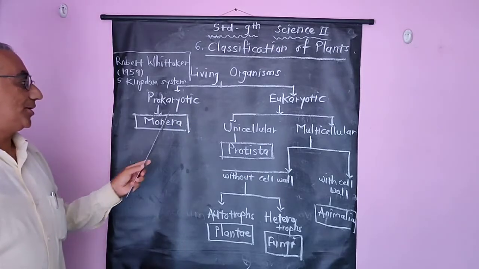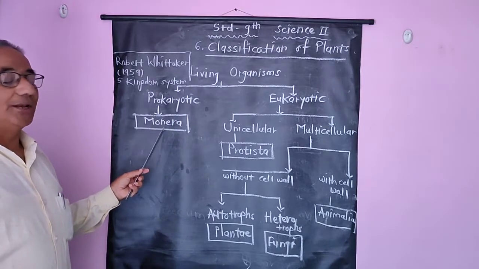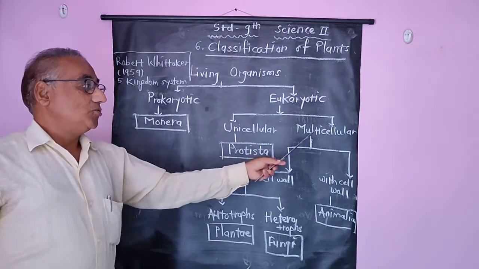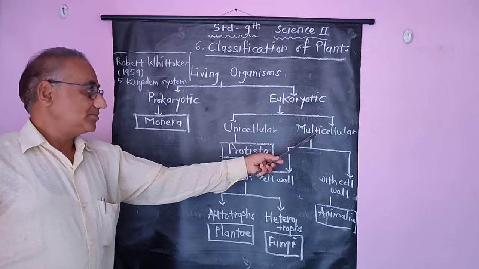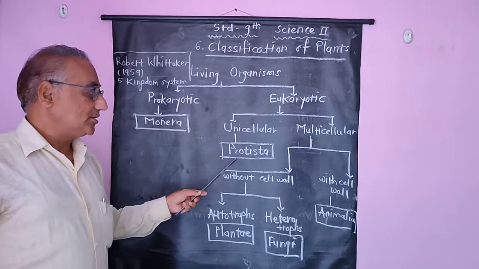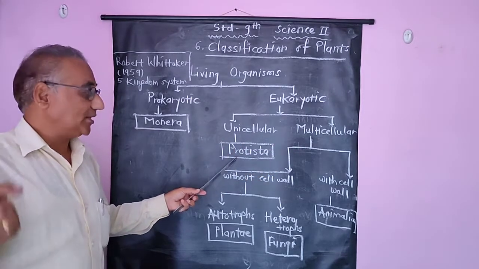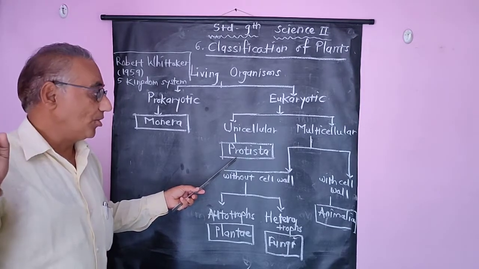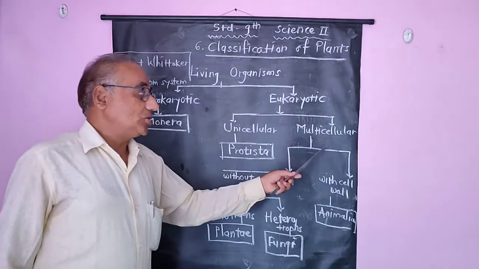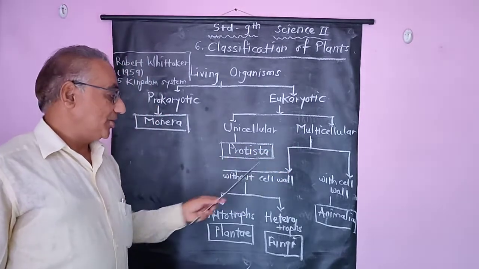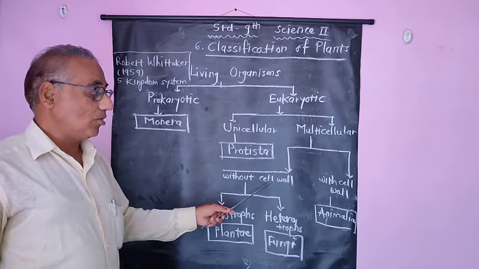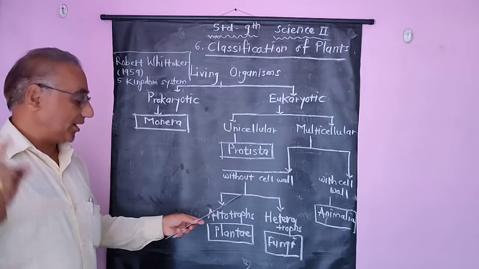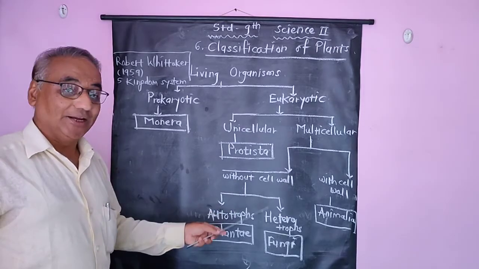Now in prokaryotic there is one kingdom. The name of that kingdom is Monera. In eukaryotic, unicellular and multicellular organisms are present. In unicellular organisms there is a kingdom known as Protista. The name of this kingdom is given due to the pores present on the body of that organism. Multicellular organisms are divided into two categories, without cell wall and with cell wall. Without cell wall is divided into two categories, autotrophs and heterotrophs.